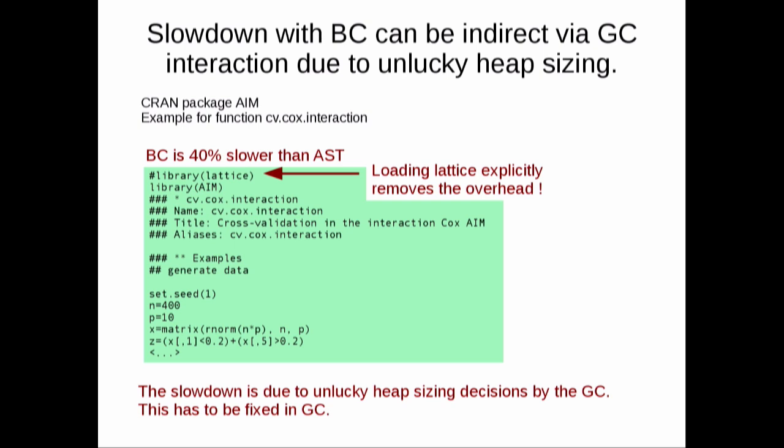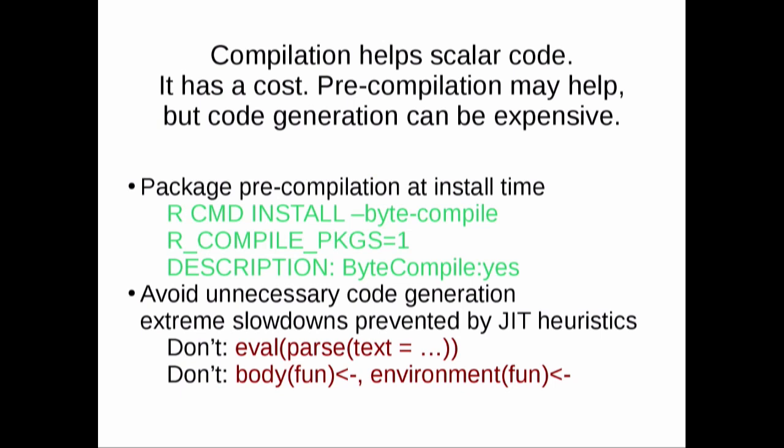Obviously, if you see some strange thing like this, feel free to actually send me an email and we will have a look. So, to sum up, well, the compilation helps scalar code a lot. It doesn't come without a cost, obviously. So the compile time itself is the biggest cost. And there is a way to avoid it now.